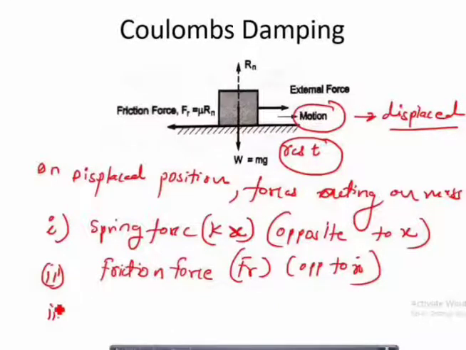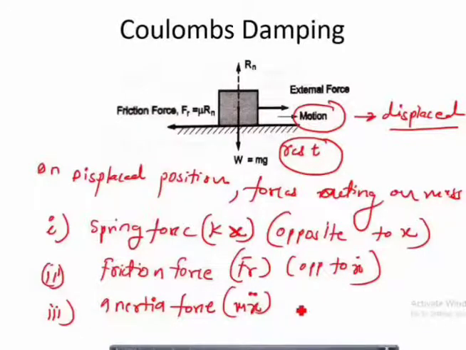And the third and last force acting on the mass is the inertia force, and it is as usual m x double dot, and again it is opposite to the x double dot, that is the acceleration. So in the displaced position, the spring force, friction force and inertia force, opposite to the displacement, velocity and acceleration, are the three forces acting on the mass. I hope it is clear to all of you.